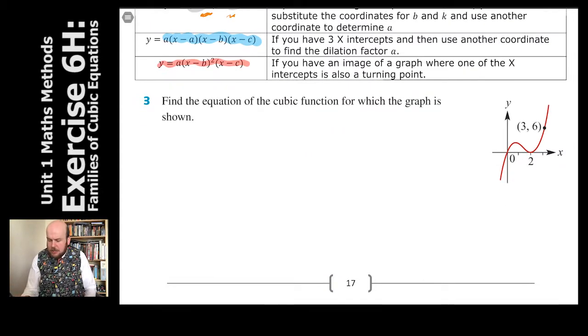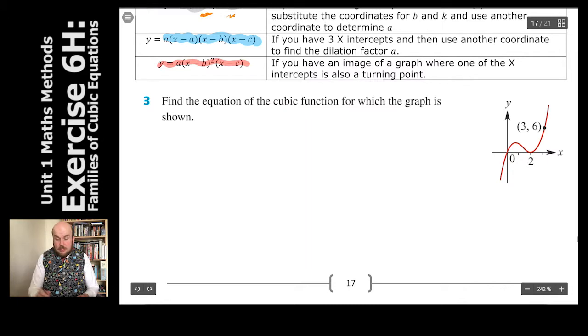Find the equation of the cubic function for which the graph is shown below. We have got a turning point at 2, 0. We've got a random coordinate here. We've got an x-intercept at 0. So we can actually use the bottom template, the one I've highlighted in that red color there.